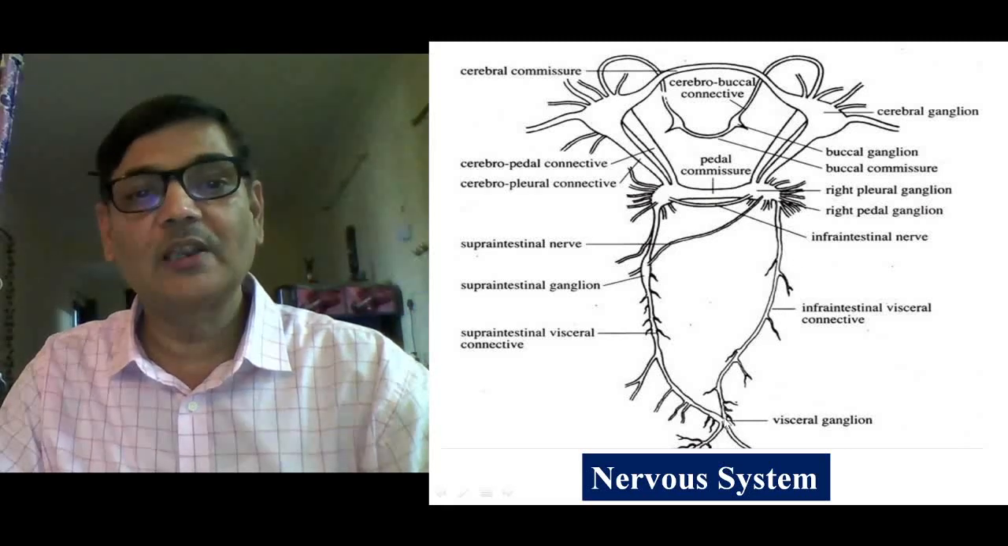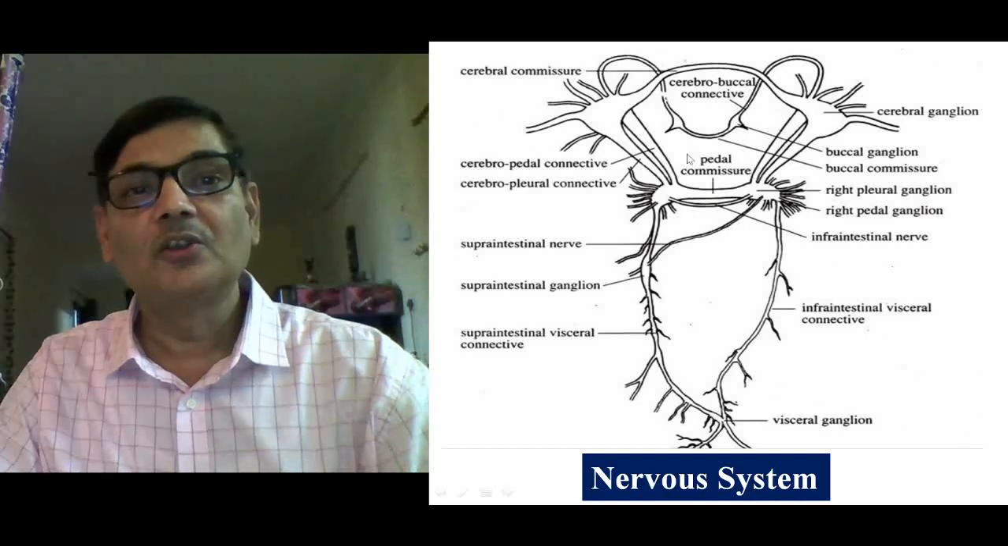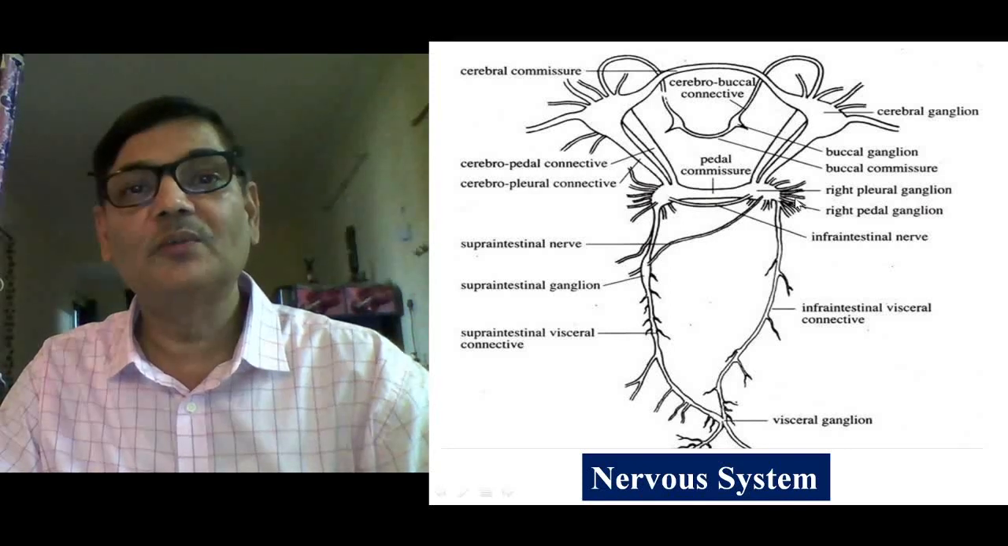From the visceral ganglia also you can see there are fine nerves. They will be innervating the different regions in the visceral portions or the visceral mass. So all these projections are actually fine nerves, and these fine nerves innervate the regions which are situated in the proximity.